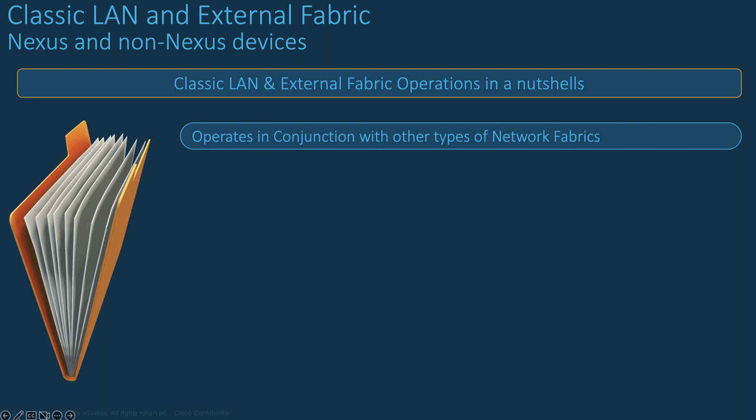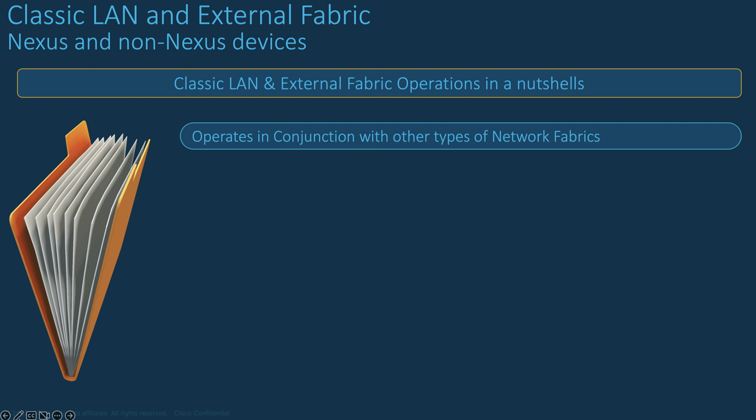A classic LAN is understood as Nexus 9K running .1Q with or without routing. It can be operated with either a standard classic LAN fabric or, starting in NDFC 12.1.3, using what we call the enhanced classic LAN fabric template. That will be discussed in the next slide.